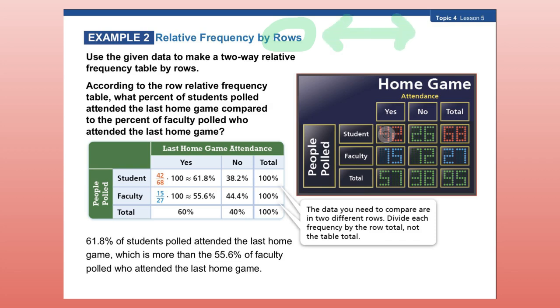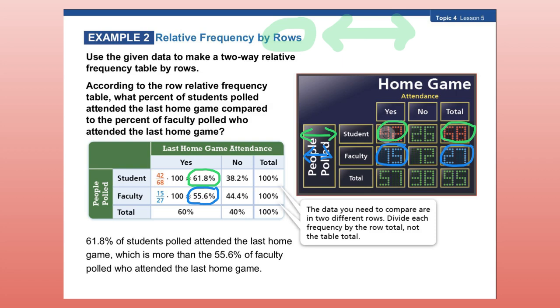All right. So it says use the given data to make a two-way relative frequency table by rows. So let's look at our first row right here, students. There were 42 out of 68. 42 out of 68 will give me 61.8%. Let's do faculty. This is 15 out of 27. Remember, we're just doing rows. 15 out of 27 is 55.6%.